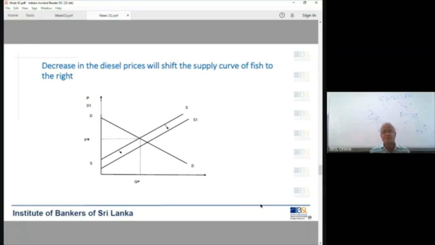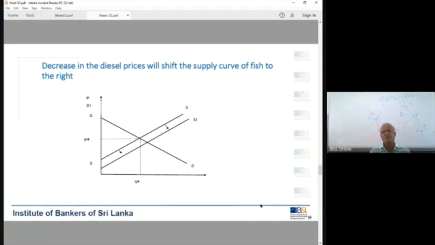Now, diesel price all of a sudden, for some reason, decreased to 100 rupees per liter. Then the fisherman thinks, okay, why not we stay another one more week? If you have other infrastructure, and the costs decrease, then you stay another day, another two or three days, and catch more fish and come back. So therefore, supply of fish increases. The supply curve shifts to the right. Supply increases means the supply curve shifts to the right, down. A decrease in the diesel price will shift the supply curve of fish to the right.